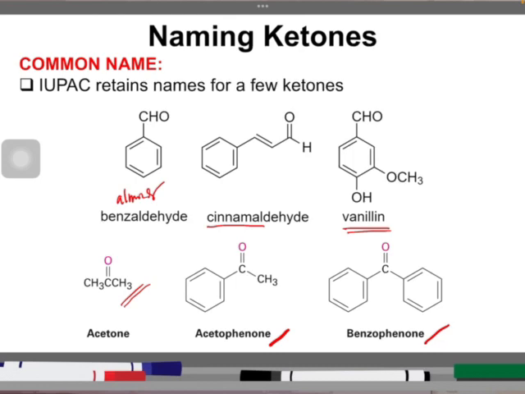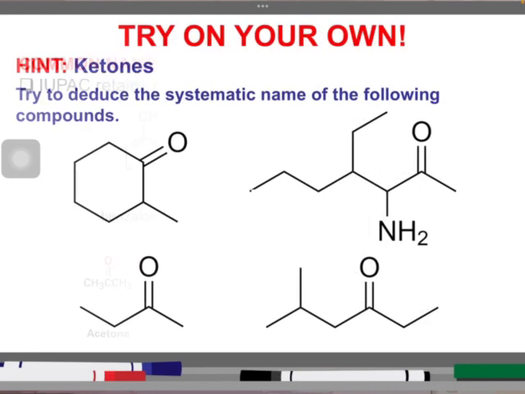Okay. So, now that nasabi ko na sa inyo yung mga rules or mga examples on how to name your ketones, then it's now your time again to try it on your own to deduce the systematic name of the following compound. So merong version dyan na pabilog, merong may mga iba pang mga substituents.